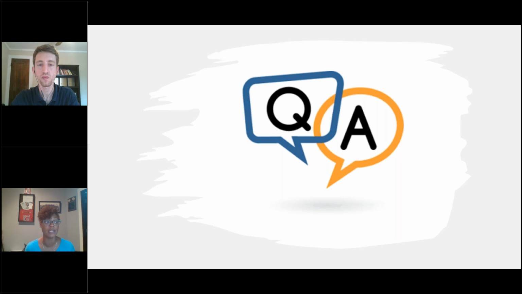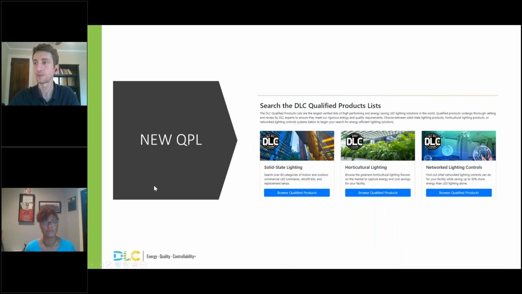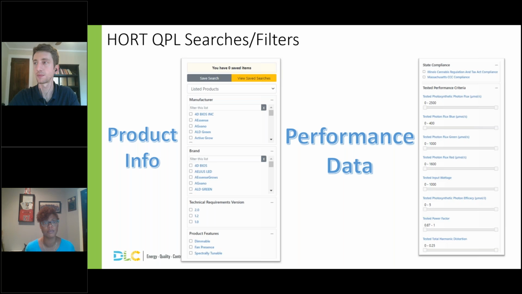A question came in on where you can see if a product is version 1.2 or 2.0. Aaron, I don't know if you can flick back to the filter slides for a second. Sure. I think one more up. Yeah, so here. As you see, in the filtered versions, you can filter by technical requirements version. So you can look for 2.0, 1.2, or even 1.0 products.